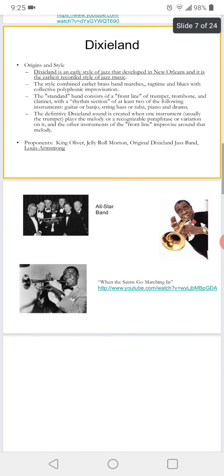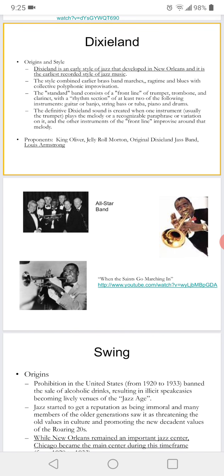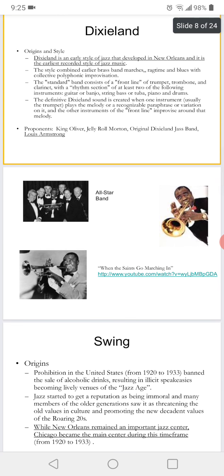And one of the fathers of Dixieland is this guy here. His name was Louis Armstrong, very, very famous musician. And I included as an example, you should listen to this piece, which is When the Saints Go Marching In. And again, I'm sure you heard these pieces. Maybe you didn't know that it's called Dixieland, but I'm sure you heard it before.